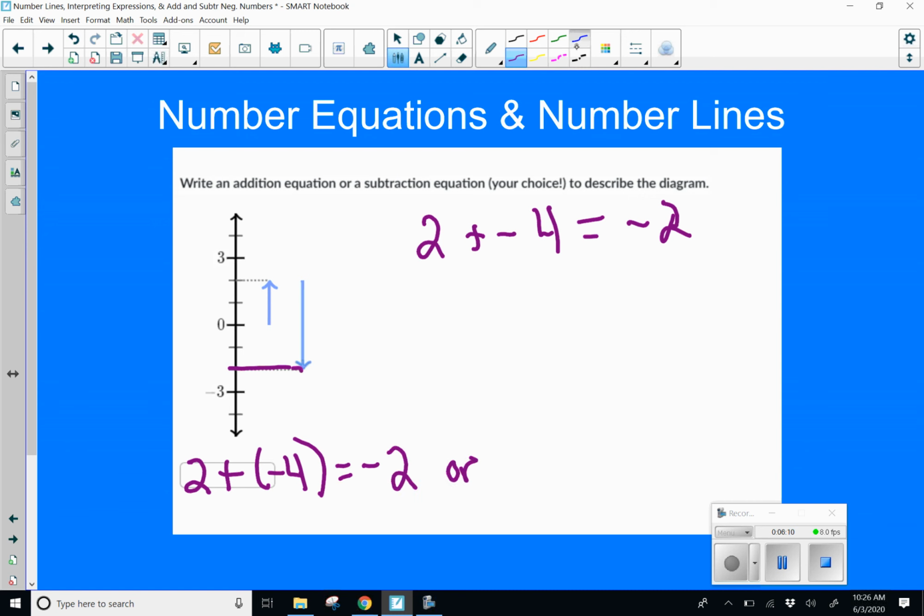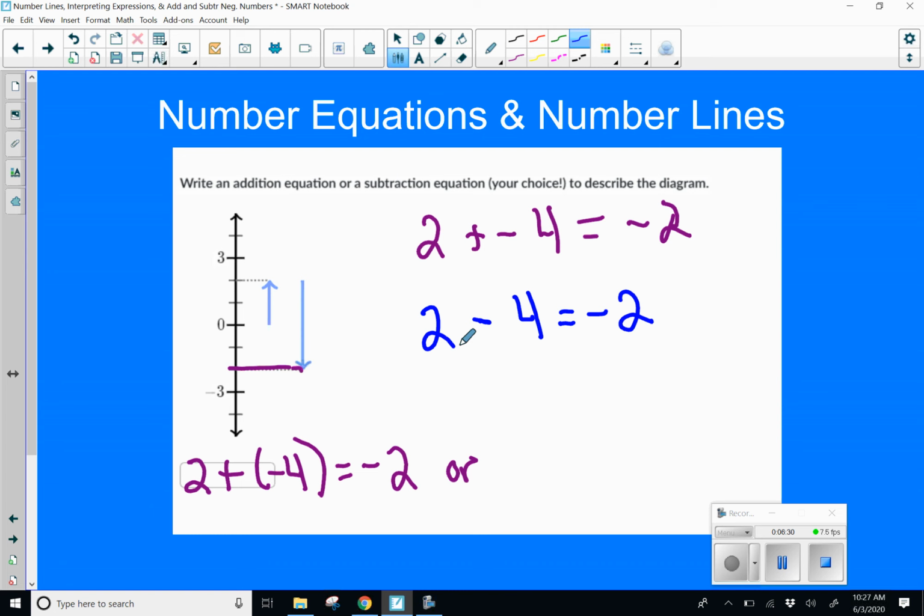Or if we wanted to rewrite this as a subtraction problem, my first integer stays the same. And then we're just going to switch it to subtraction. And my second integer becomes the opposite. So instead of negative 4, it would be a positive 4. And that's going to also equal negative 2.